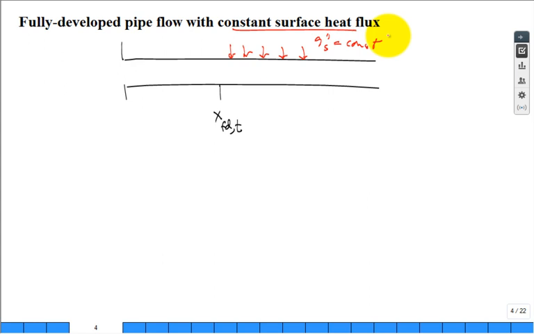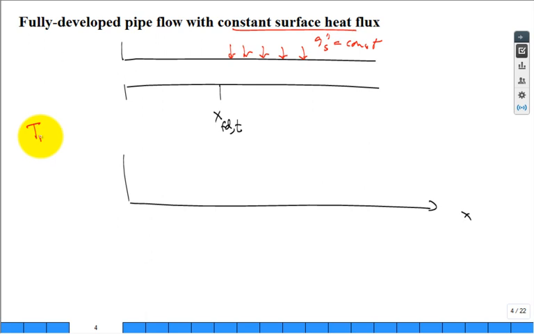Now, what I want to do is talk about, as a function of location x going down, three things. I want to talk about the mean temperature of the fluid. Then I want to also talk about the convection coefficient. And then I want to talk about the surface temperature of the pipe. For those three things, let's do them in that order.